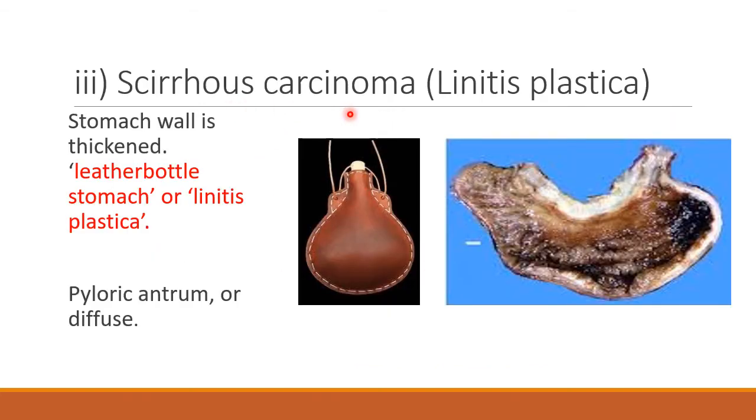Third is serous carcinoma, also known as linitis plastica. Here the stomach wall is thickened. Here you can see this is a diffusely infiltrating carcinoma. So it is known as linitis plastica, and the wall is thickened, and it resembles a leather bottle. So it is also known as leather bottle stomach, and the commonly affected site is the pyloric antrum, or it will diffusely affect the whole stomach.